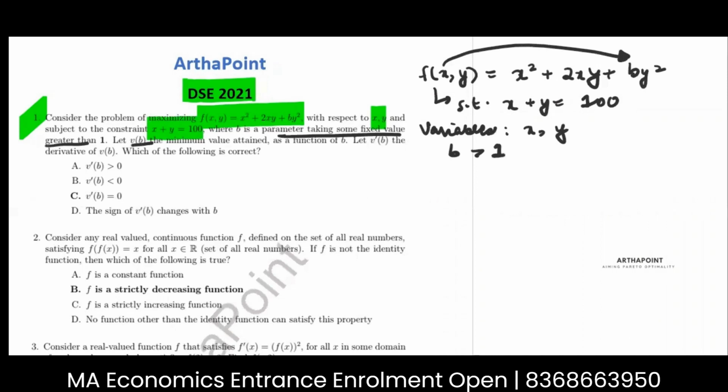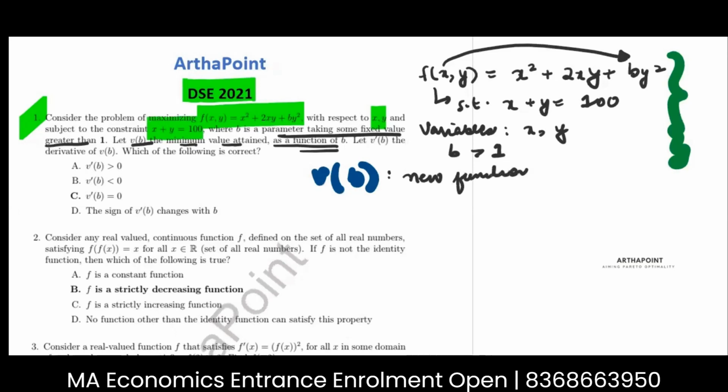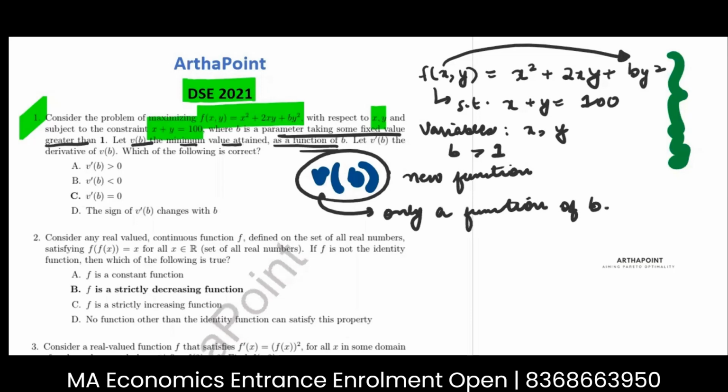Now it says let v be the minimum value attained, that is a function of b. So now it just switches this question and it says consider another function v(b). This is a new function. This v(b) is only a function of b. This is what it is saying. Then it says consider v dash b be the derivative of v(b). Okay, so v dash b is the derivative of v(b).